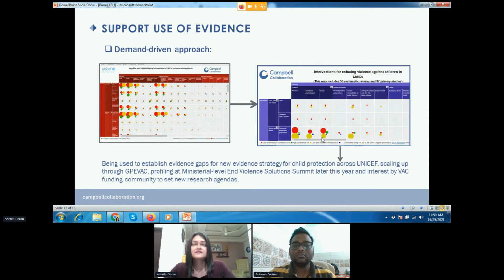We also use something called a demand-driven approach to support the use of evidence, trying to reach out to stakeholders who are also using the evidence. One such example is the Mega Map on Child Wellbeing, which was funded by UNICEF and Oak Foundation. The whole idea was, as soon as this map was published, they identified areas of key evidence gaps, which was in the area of child protection. As a result, UNICEF went ahead and funded the Violence Against Children map. And now this map is being actively distributed across the End Violence initiative by UNICEF, where Campbell is also supporting it in a number of ways.